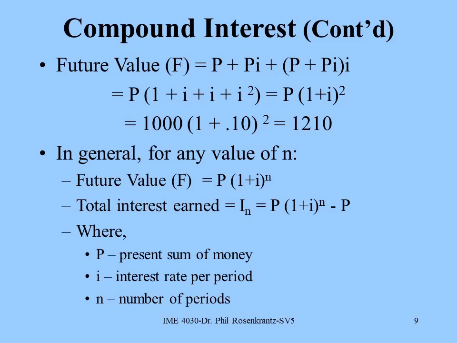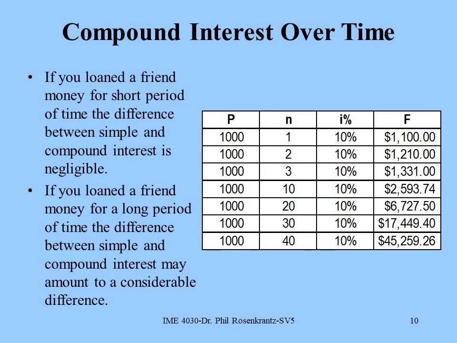Let's look at slide number 10 and see what happens over a long period of time. If you had loaned your friend that $1,000, say, for a short period of time, the difference between simple and compound interest is negligible. For example, for a 1-year loan, it would be the same, just $100 of interest. For a 2-year loan, the difference between simple interest and compounding would only be $10. So that's not very much.